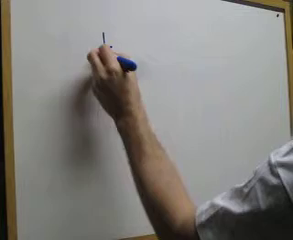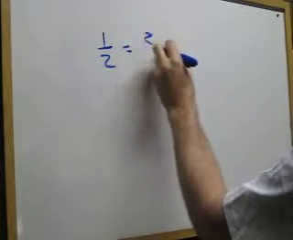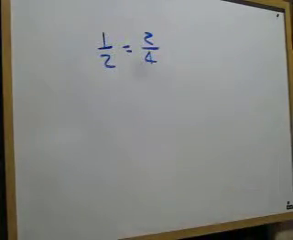6.3, proportions, page number 463, please. In the middle of the page, they give us a definition of a proportion, and that definition is: a statement that two ratios are equal is called a proportion. So, if we have 1/2 equals 2/4, those ratios are equal. So they make a proportion.